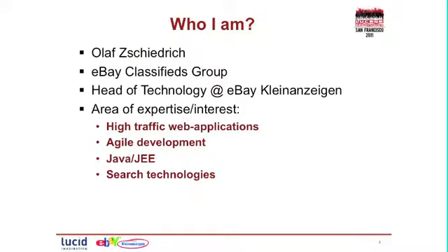So who I am, as said before, my name is Olaf Zschiedrich. Our organization is part of the eBay Classifieds group, and I'm head of technology, heading the development team of eBay Kleinanzeigen. Areas of interest: I have a passion for high traffic web applications, especially also agile development. We work with Java EE, and I have a certain interest in search technologies.